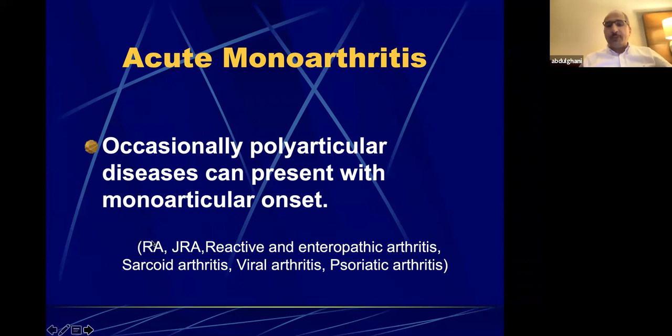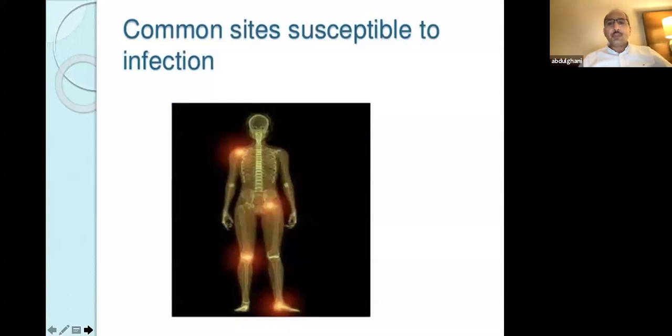Also remember conditions like rheumatoid arthritis, gout, reactive or enteropathic arthritis, sarcoid arthritis, any viral arthritis or psoriatic arthropathy. They can present as monoarticular, or they can be a polyarticular disease which initially presents with a monoarticular arthritis. So what are the common sites?